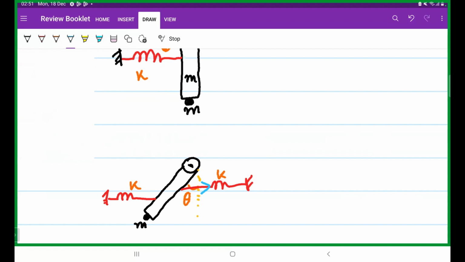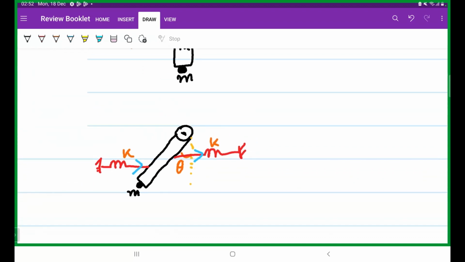Again, for this particular spring, you can see that it is compressed, so it wants to be stretched. It wants to go back to its natural length. So it's giving a force towards this side.